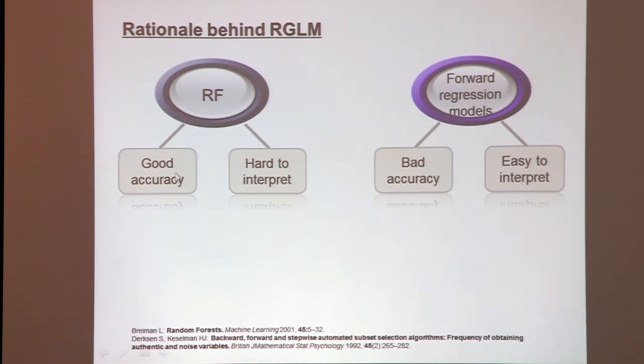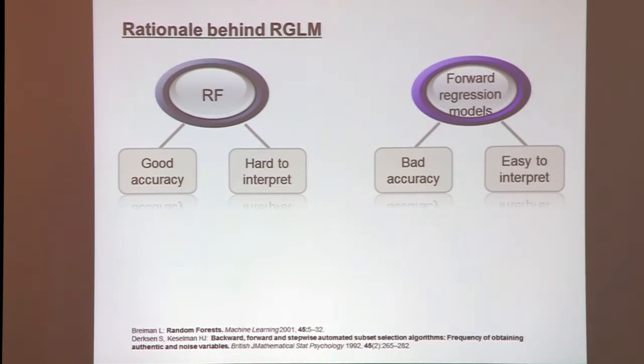Its main advantage is the high accuracy, but this comes at a cost, which is, in general, ensemble predictors are hard to interpret, right? Because you have, for example, 500 trees, and it's very hard to understand what it means.